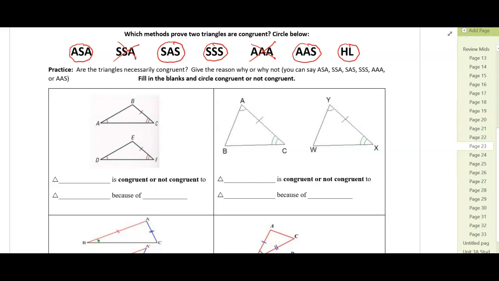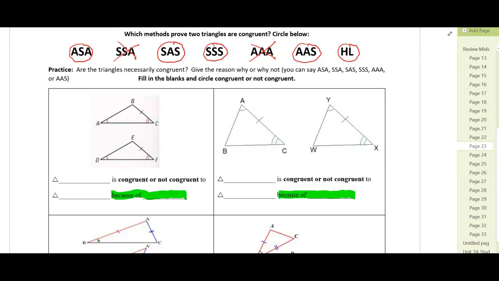And then down at the bottom, we want to look at these triangles and determine if they are congruent or not. And we also want to put the letters in the correct order. I always start out with whether they're congruent first, and then I go back and answer the previous parts. If the triangles are not congruent, we will not fill out the other part.